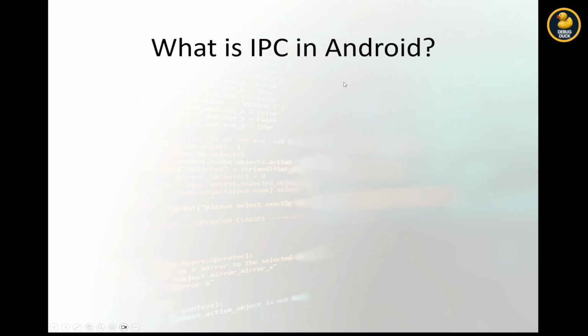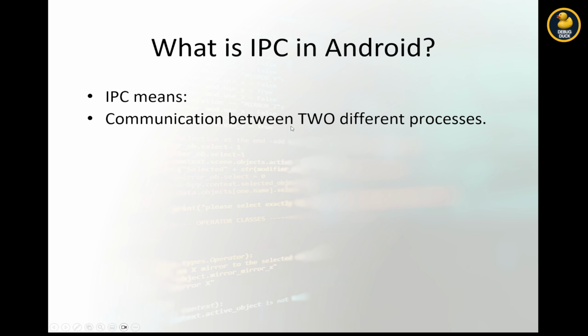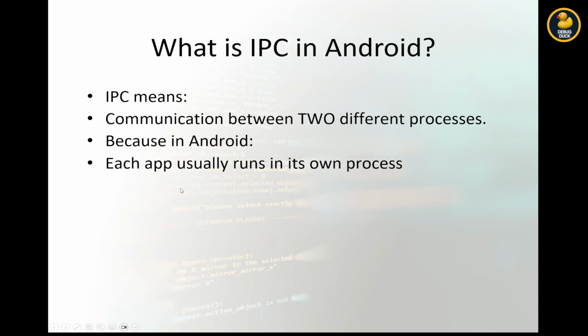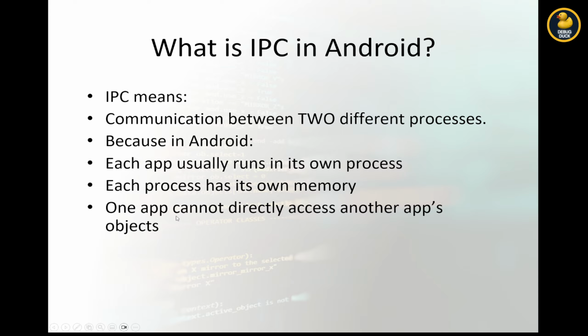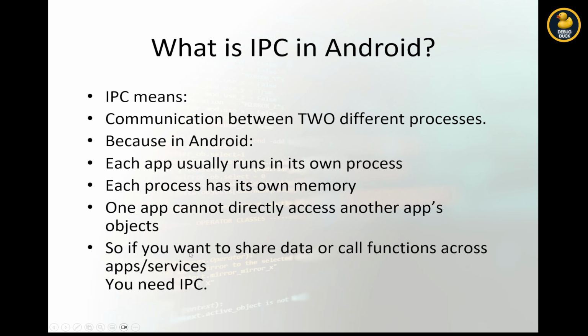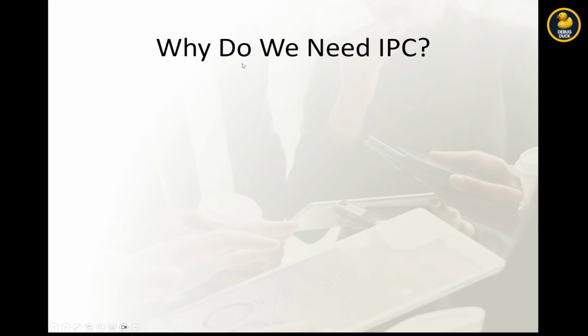First, what is IPC in Android development? IPC means communication between two different processes. Because in Android, each app usually runs in its own process. Each process has its own memory. One app cannot directly access another app's objects. So, if you want to share data or call functions across apps or services, you need IPC.